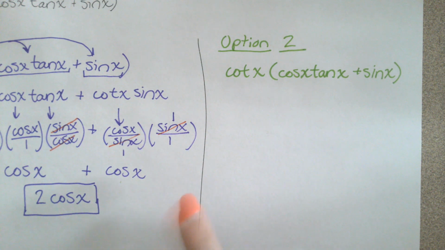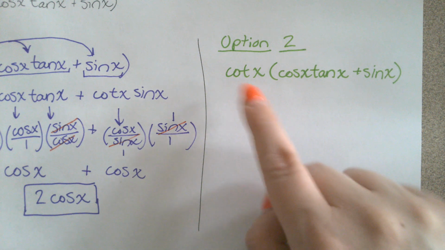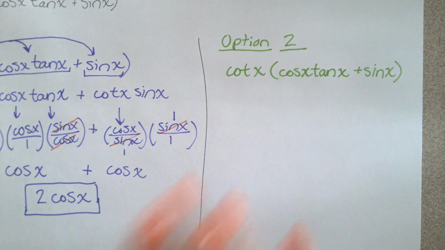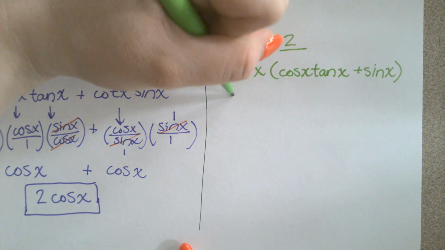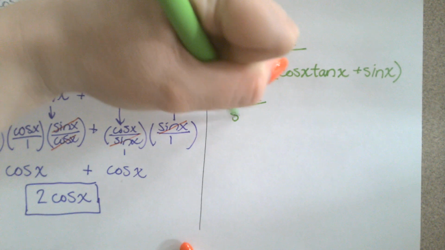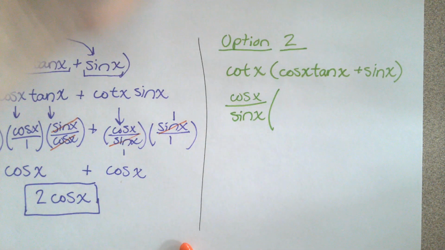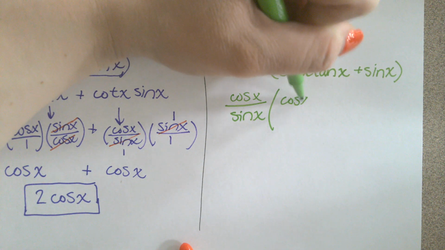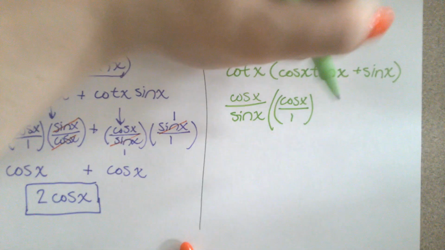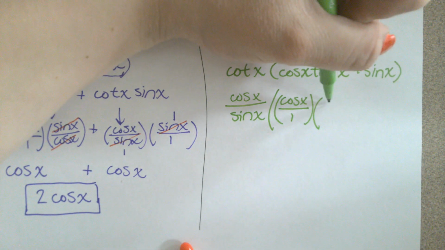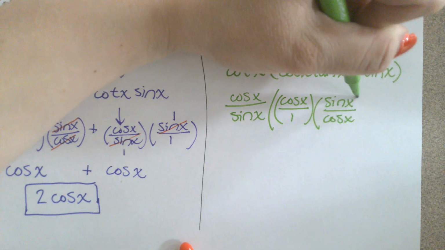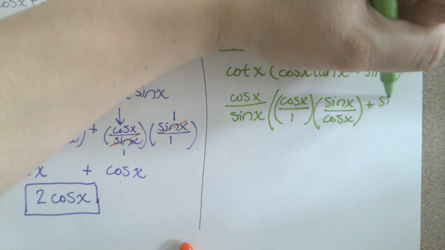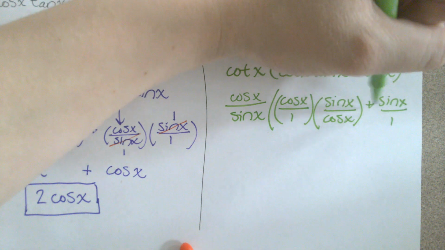All right. What other people did is right out of the gate, they went through and changed all of these to their alternative forms like we did here by the third step. So this becomes cosine x over sine of x times cosine x over 1, and I do recommend parentheses here. Tangent is sine over cosine. Plus, I'm going to turn this into a fraction as well, sine of x over 1.